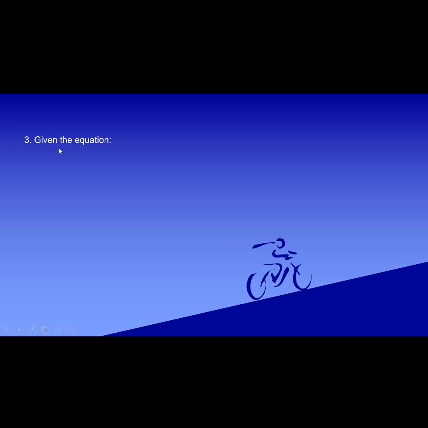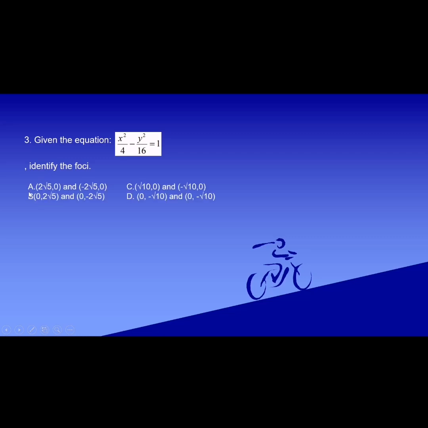Ito yung tanong natin. Given the equation x squared over 4 minus y squared over 16 is equal to 1. Identify the foci. Okay, ito yung mga choices natin. For A, yan. B, C, and D.